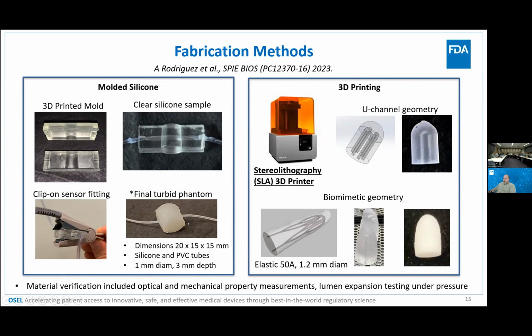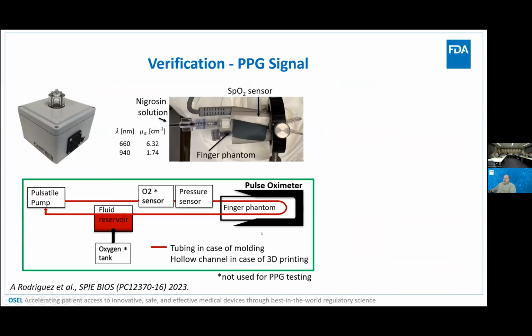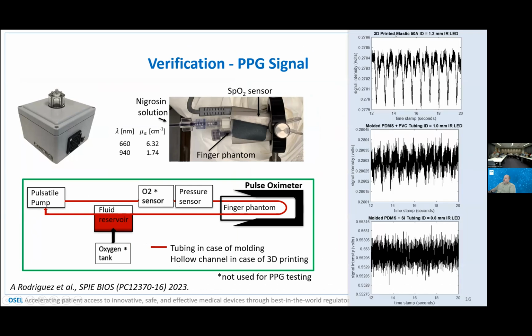So we then tested these 2 turbid channel phantoms. And this is using a flow system developed by our collaborator Chris Scully's group. This system shows the oxygen sensor and oxygen tank, so these were not used in this study. We just looked at the PPG signal, and with the 3D printed phantom, we were able to see a fair bit of the PPG signal reproduced using the IR LED.